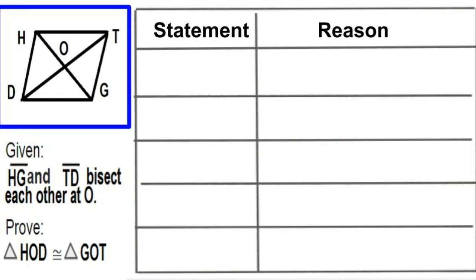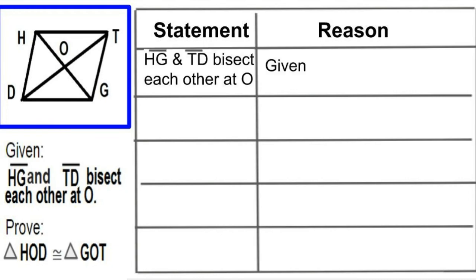Example number 3. Given segment HG and segment TD bisect each other at O, prove that triangle HOD is congruent to triangle GOT. Our first statement is segment HG and segment TD bisect each other at O. The reason is given. This implies that segment HO is congruent to segment GO and segment DO is congruent to segment TO. The reason is definition of segment bisector.